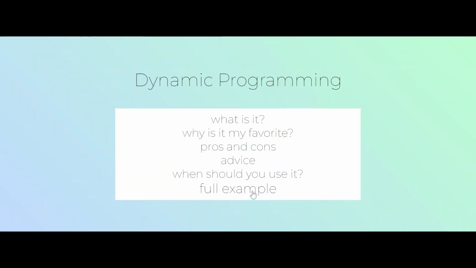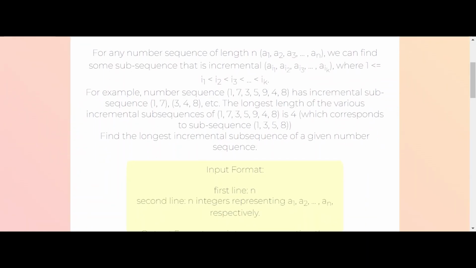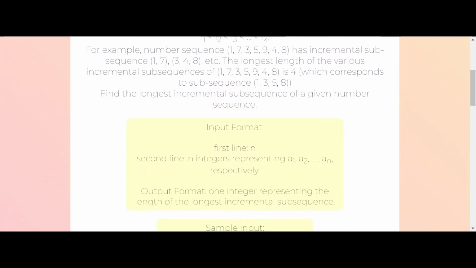And let's run through a full example of dynamic programming. For any number sequence of length n, we can find some subsequence that is incremental. For example, number sequence 1, 7, 3, 5, 9, 4, 8 has incremental subsequences 1, 7, and 3, 4, 8, etc. The longest length of the various incremental subsequences of 1, 7, 3, 5, 9, 4, 8 is 4, which corresponds to the subsequence 1, 3, 5, 8.